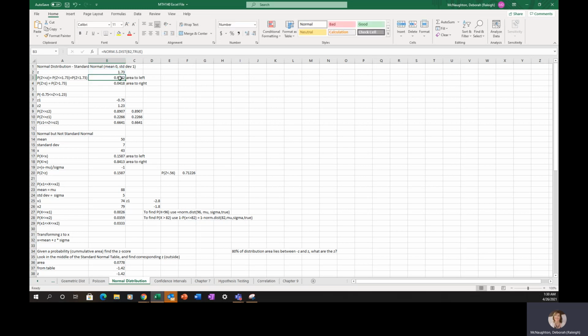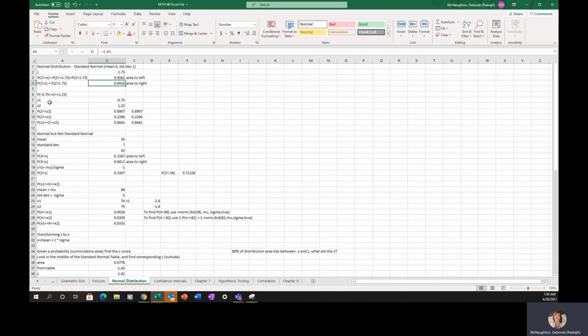When we use that formula, it gives us the area to the left of the value, or the probability that z is less than a certain value. If I want the probability that z is greater than that value, then I need to take 1 minus this number. So the probability that z is less than 1.73 is 0.958. Therefore, the probability that z is greater than 1.73 is 0.042, because these two have to add to 1.